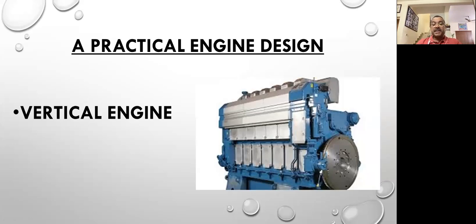These cylinders can be arranged in two configurations. One is the vertical engine, where the cylinders are arranged in a line, vertically. Let me check: 1, 2, 3, 4, 5, 6. Okay, it's a six-cylindered engine, a vertical design. Our truck engines and your diesel car will all be of vertical engine design. Sadish, next.